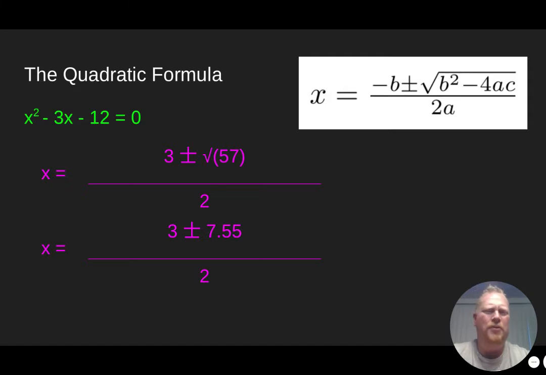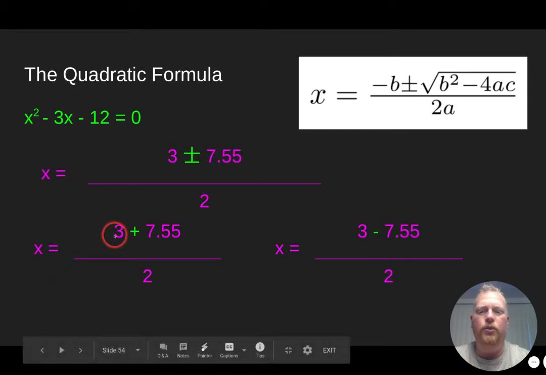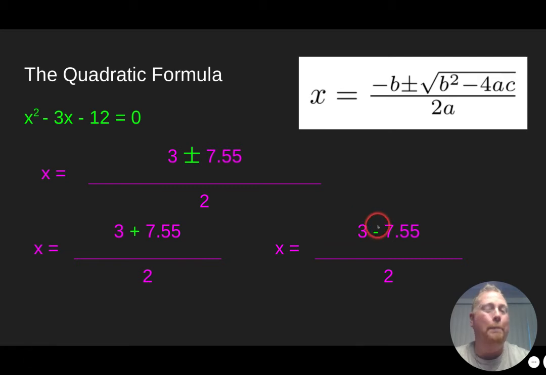Now, you might be wondering, what's up with this plus or minus thing? Well, you remember when we started talking about this, we know there's going to be 2 solutions. So here's how it's going to work. Let's go ahead and bump that up. The plus or minus part of it is what gives us the 2 solutions. So I'm going to take that plus or minus and split it up into 2 equations. So I'm going to do 3 plus 7.55 over 2 and 3 minus 7.55 over 2. Okay? That's how we get our 2 equations, is the plus or minus, once we're ready for it, splits it up into 2 separate equations.